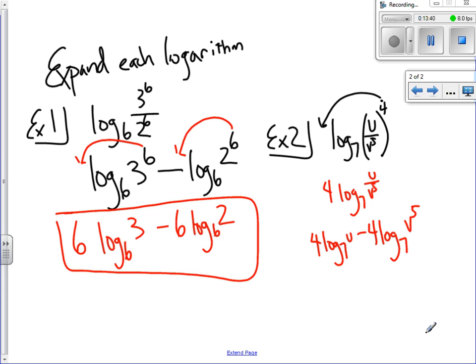And now I ask myself, is there anything more that I can do with this problem? And the answer is yes. There's one more thing that I can do: since I have a power, an exponent here, I can slingshot it down in front of the 4, and the 4 and the 5 are going to get multiplied together in this second part. Log base 7 of u.